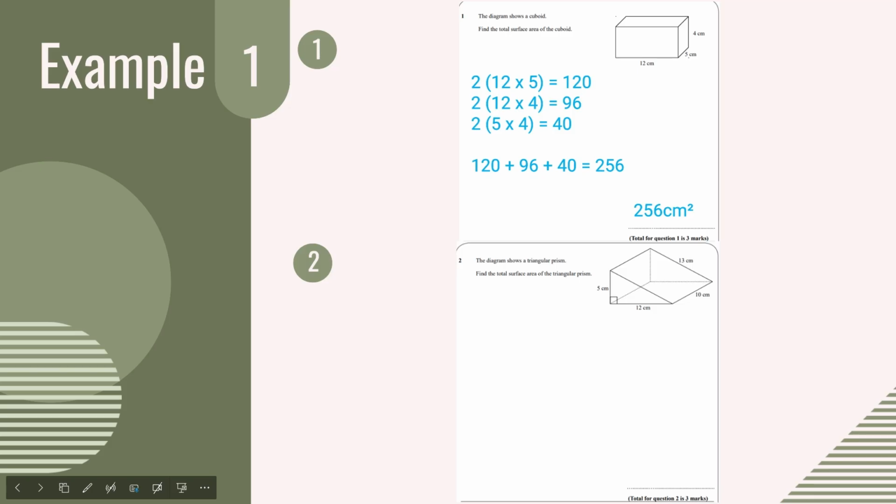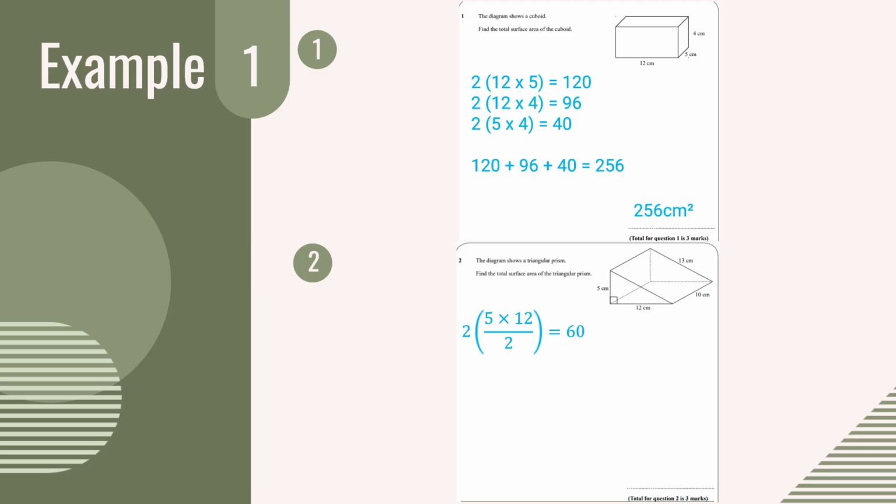In our second question, it says the diagram shows a triangular prism. Find the total surface area of the triangular prism. First, let's find the area of our 2 triangles. As we know, base times height over 2 equals the area of a triangle, but as we have 2 triangles, we put the 2 outside the bracket. As you can see, if you have a 2 times the division of 2, you cross cancel. So we only have to do 5 times 12. And 5 times 12 equals 60.